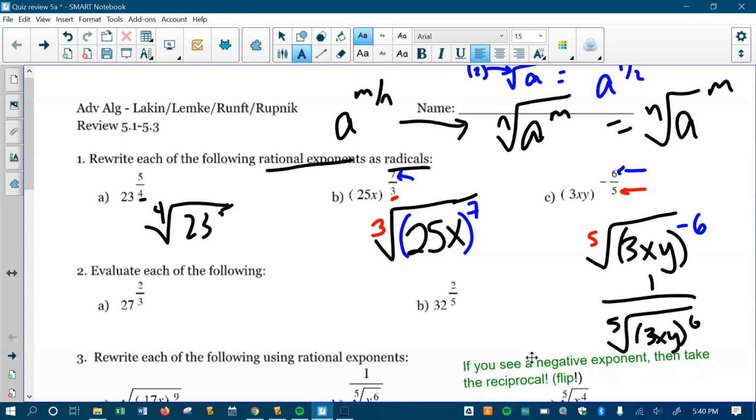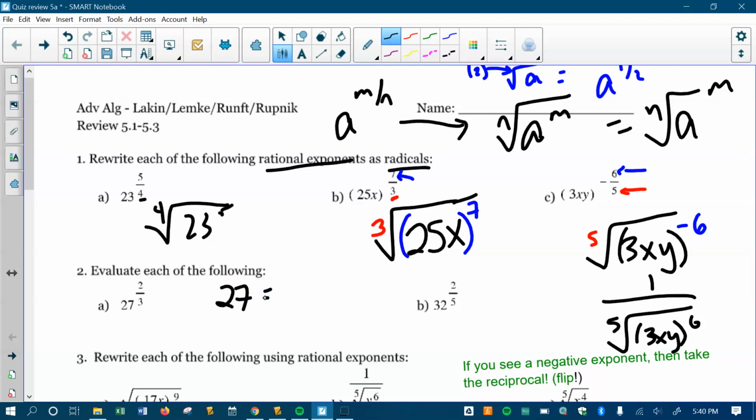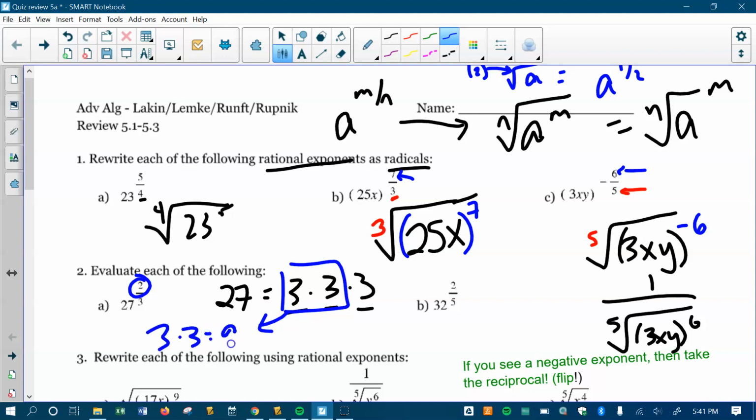That's going to be 27. So this one depends on your teacher, but in my class, I asked you guys to look at the Powerful Numbers booklet. The Powerful Numbers booklet has 27, and it's 3 times 3 times 3. And what we want is 2 of those 3's multiplied out. So this is going to be my answer, 3 times 3, which is 9.